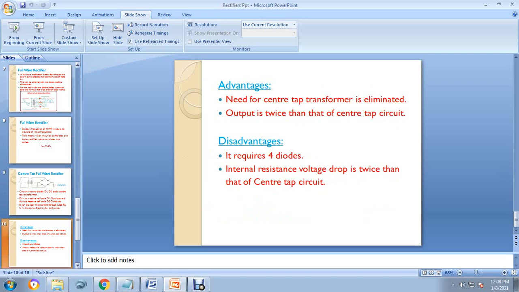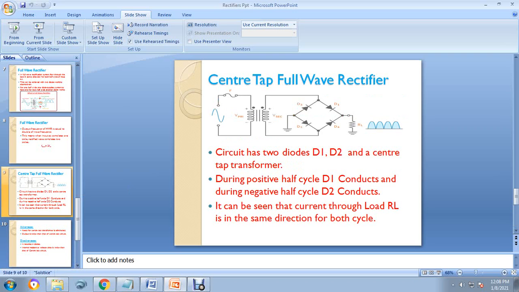Coming to the ripple factor and efficiency, they are similar to the full wave rectifier. The advantages are that the need for a center tap transformer is eliminated, and the output is twice that of the center tap transformer. The disadvantages are that it requires four diodes, and the internal resistance voltage drop is twice that of the center tap transformer. But this rectifier is rarely used, since it is costly as compared to the full wave rectifier, and the DC saturation of the core could not be done in this rectifier.